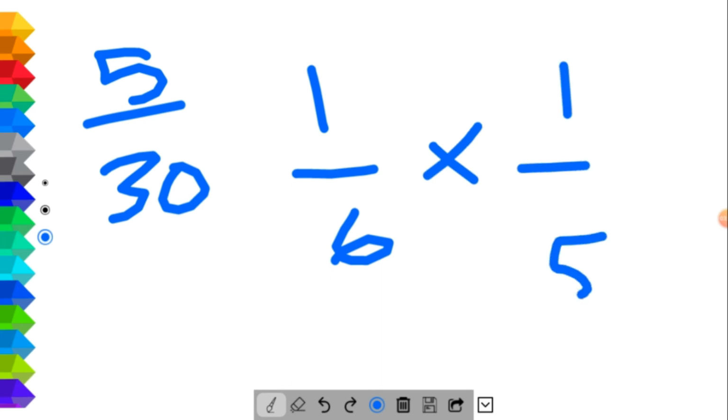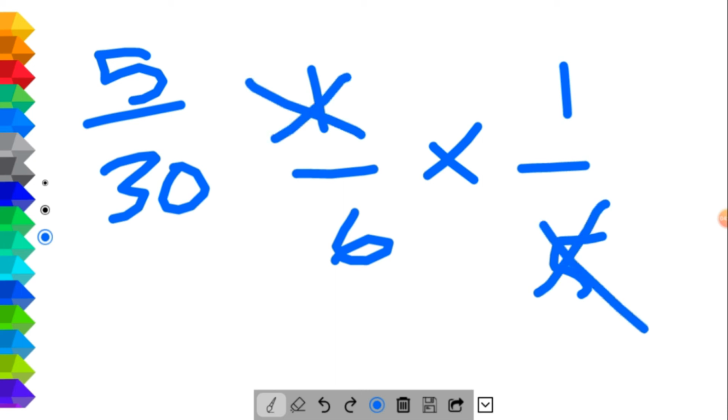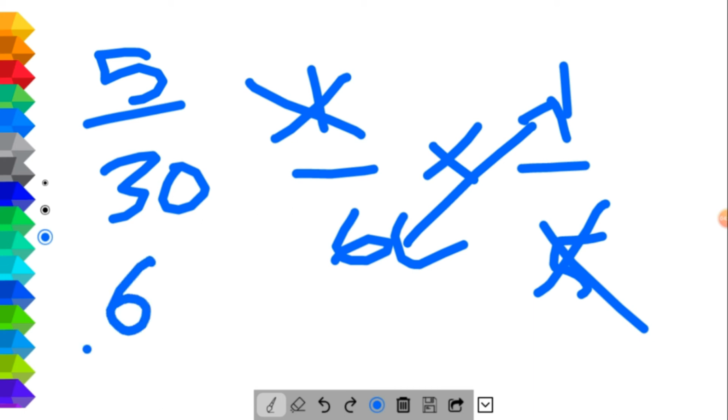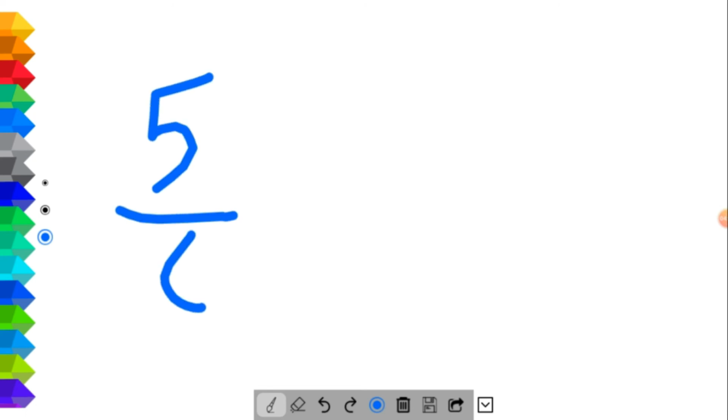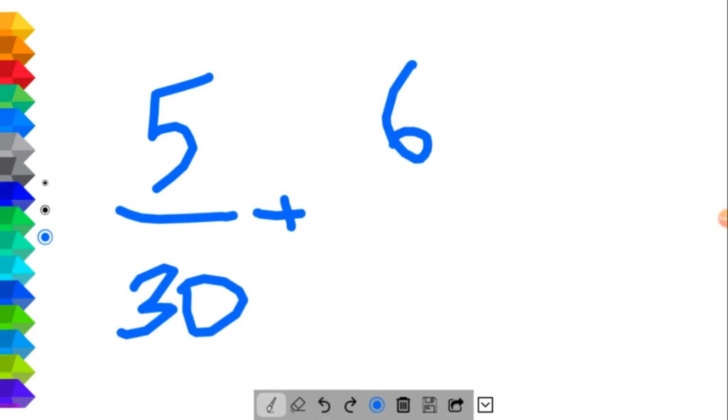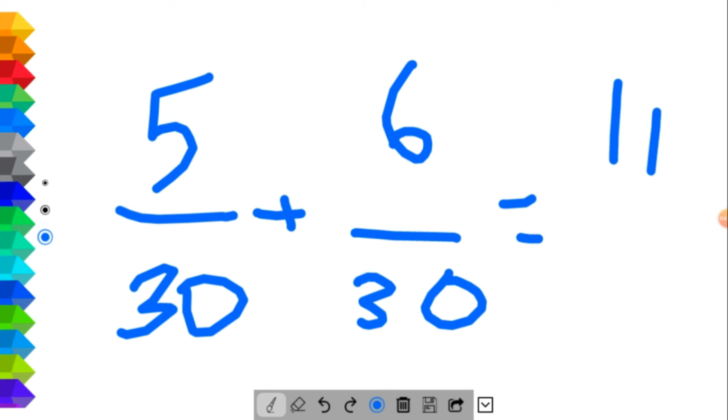So you have 5 over 30 for these, so you can basically get rid of the 1 and 5 for now. Now you just have 6 times 1, which, if you can do this in your head, is 6. And we get the same denominator. You should know how to add fractions with like denominators. So we just have 5 over 30 plus 6 over 30, which equals 11/30.